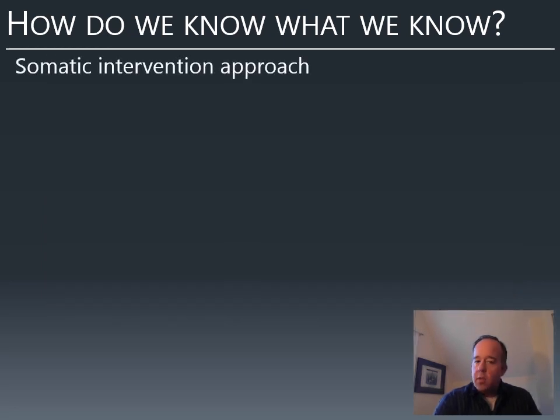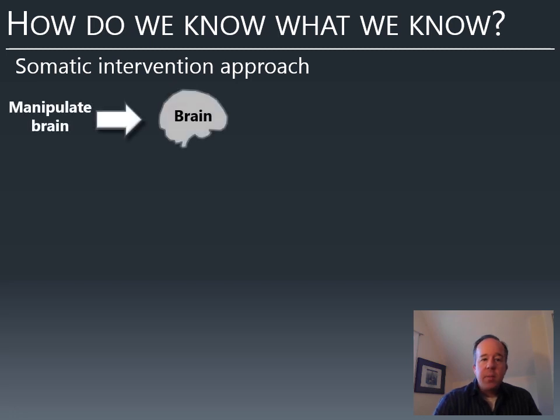So we'll start with what's called the somatic intervention approach. So here we manipulate the brain in some way. Historically, this is often done by changing brain structure. Perhaps a part of the brain is removed. Now, ethically, of course, we cannot go in and remove part of the brain on purpose just to see what happens, but part of the brain might be removed for surgery to relieve the symptoms of a medical condition like epilepsy.